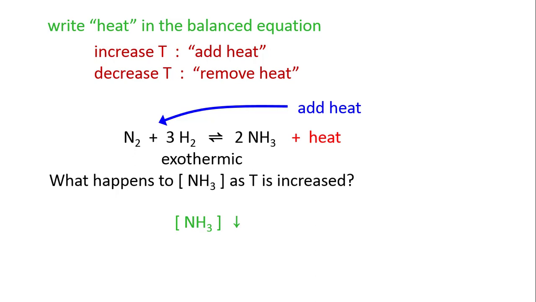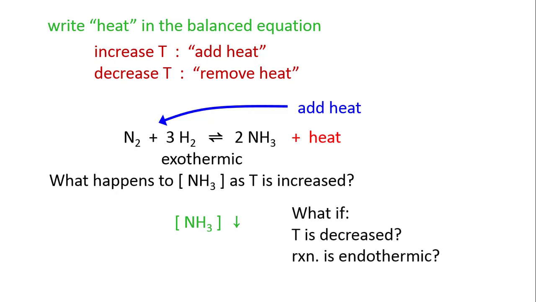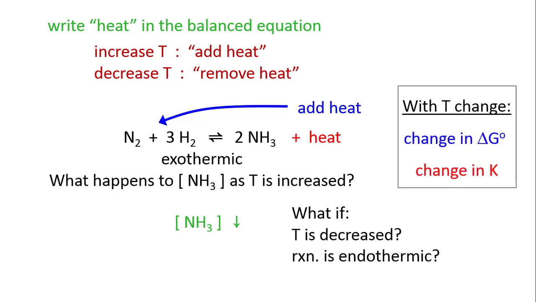You should keep in mind that we can also predict what happens when the temperature is decreased, or if the reaction were endothermic. You should think about those two possibilities. One final point that is important. When the temperature changes, we do get a change in the position of the equilibrium. This is different than just adding or removing a chemical substance. A temperature change actually changes the value of delta G0 and the value of big K.